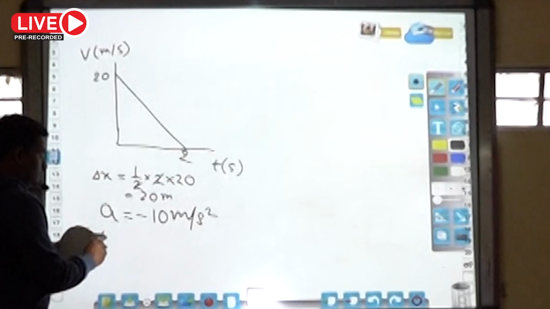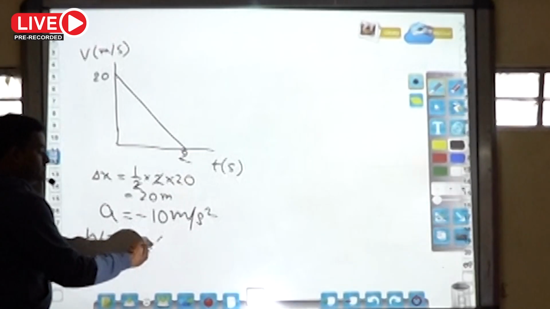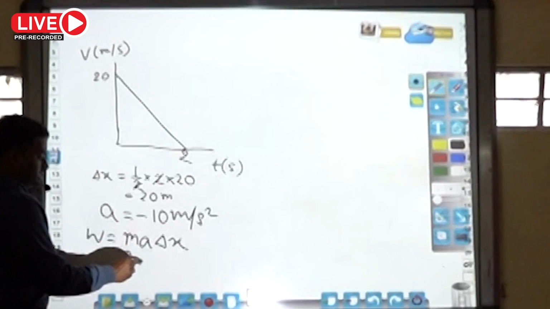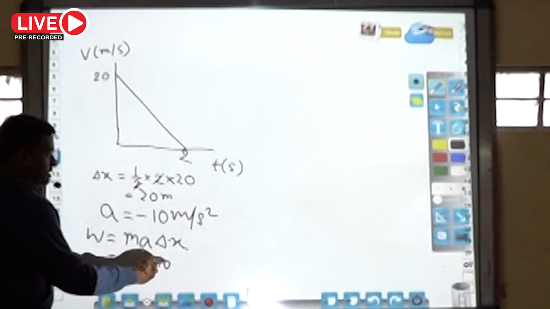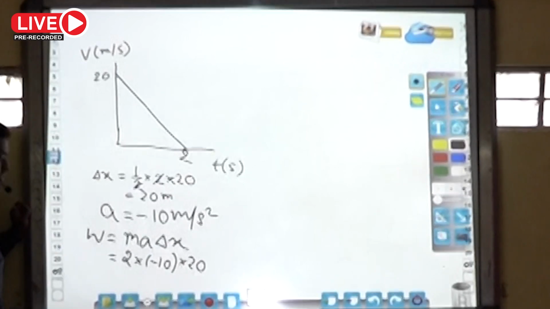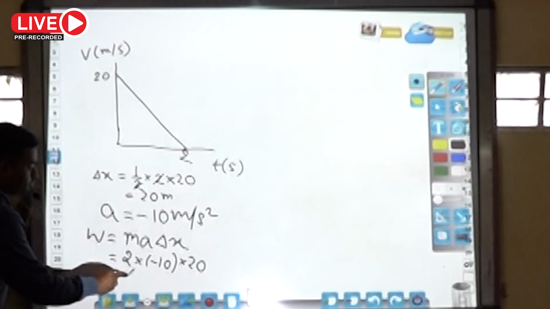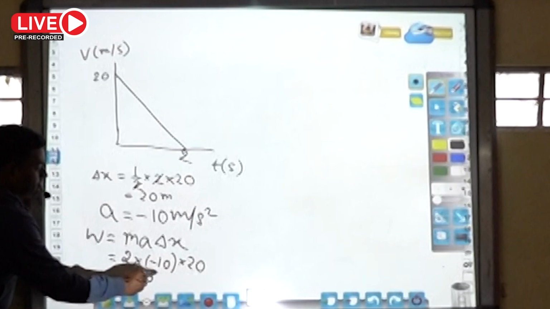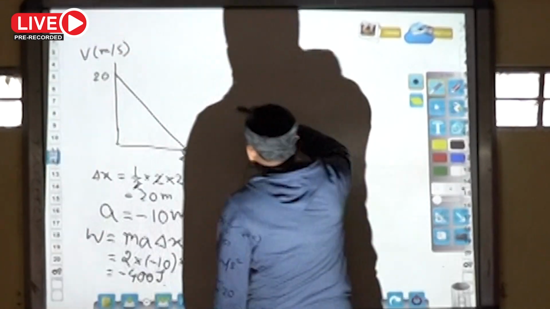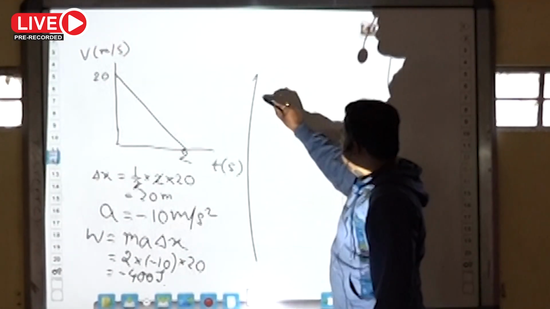Then work done equals force into displacement. Force means ma into displacement delta x. Then it will be m is given 2 into acceleration minus 10 into 20. So it is coming minus 400 joule. But no need to do all these calculations. Use directly the work energy theorem.